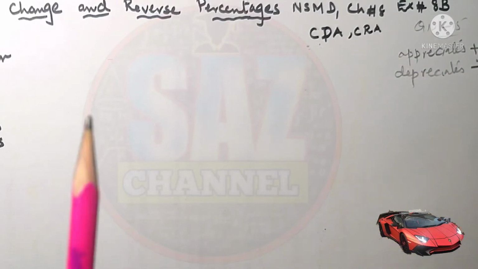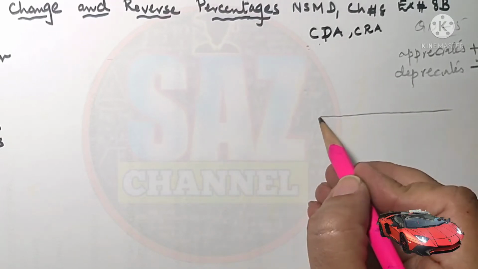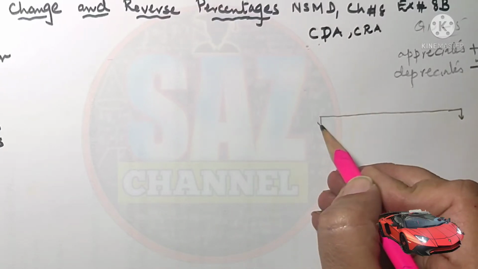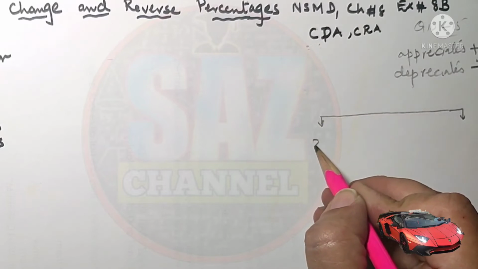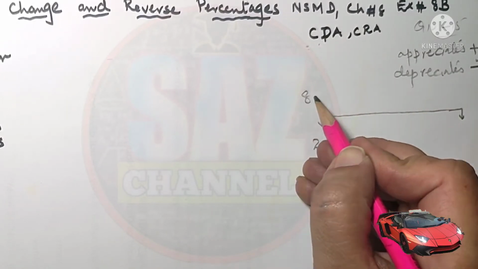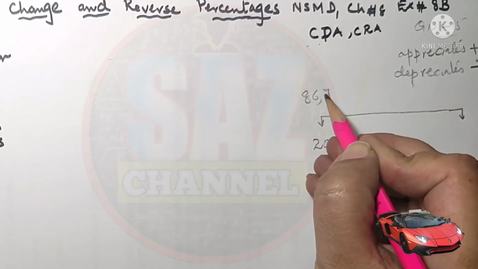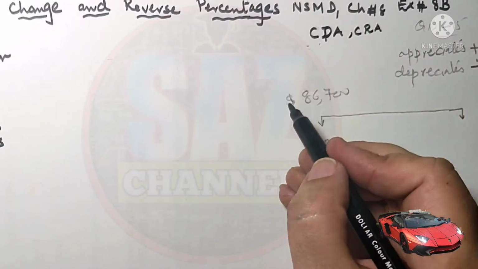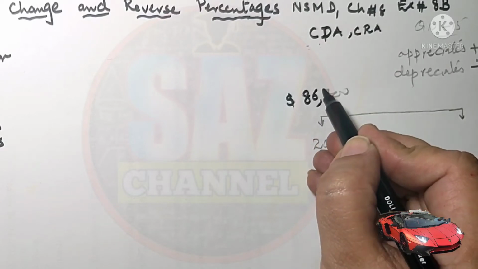If we read the question, we can see that the value of the car is given. We can make the timeline in this way. The value of the car is given in which year? 2012, and this is $86,700.